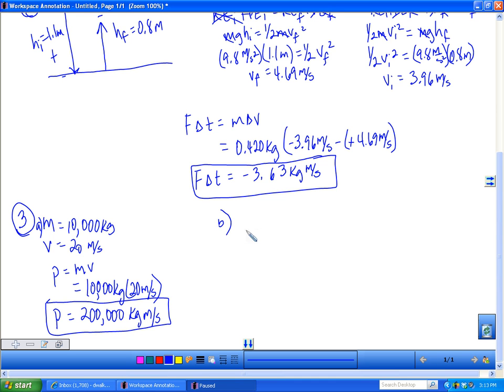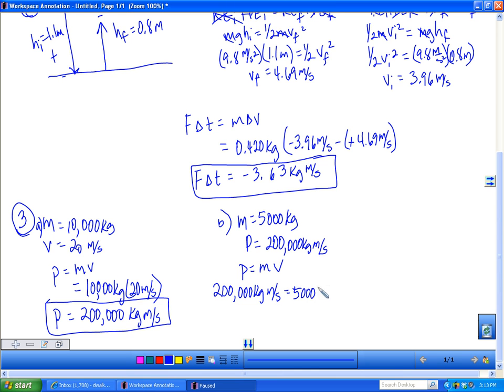Part B says, what velocity must a 5,000 kilogram truck have to keep that same momentum? So mass is 5,000 kilograms. Momentum is 200,000 kilogram meters per second, and so I'm going to say, well, P is equal to mv, so 200,000 kilogram meters per second is equal to 5,000 kilograms times V, and V is going to be 40 meters per second.